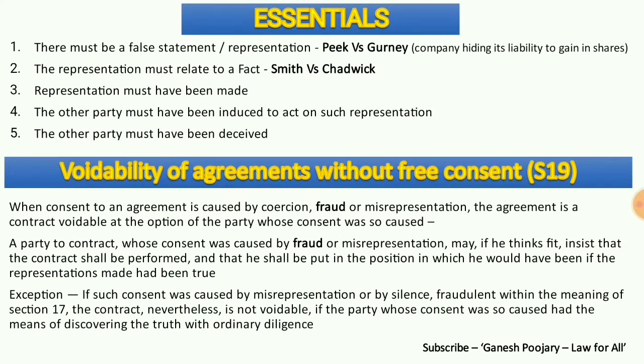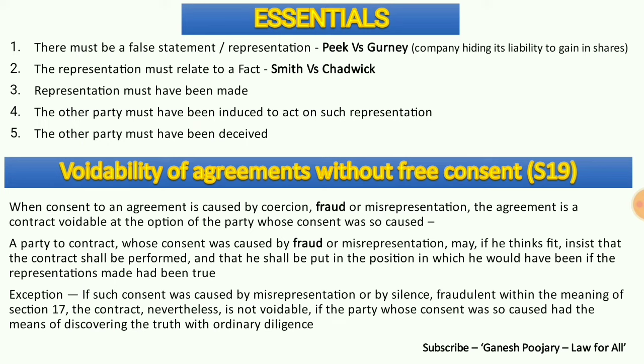There are 5 essentials for a fraud. The first being there must be a false statement or representation. Now, in the case of Peek versus Gurney, a company hid all its liability to gain the shares and it was held fraud. In the second essential, the representation must be related to a fact, where in the case of Smith versus Chadwick, they made a catalog of the company where they represented the company as a very good company and they had hidden all the liability and increased the price of the share and it was held to be fraud. And the third essential is representation must have been made.